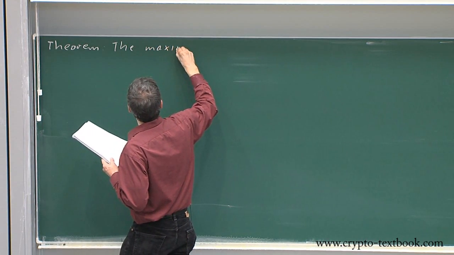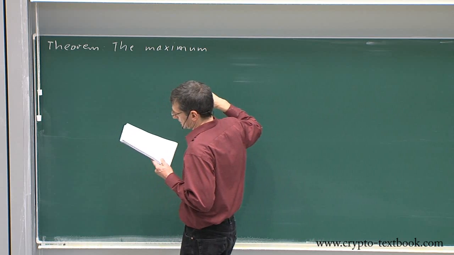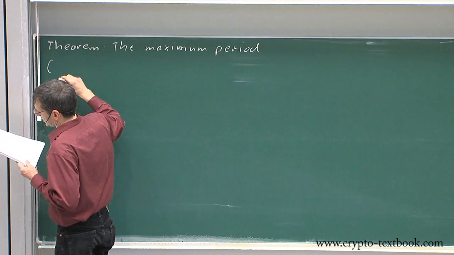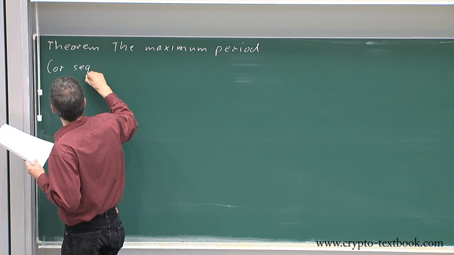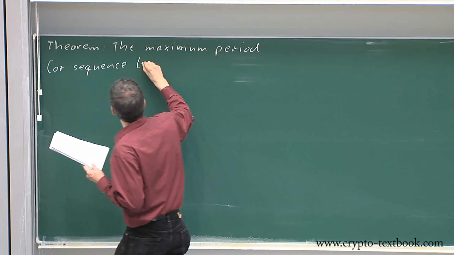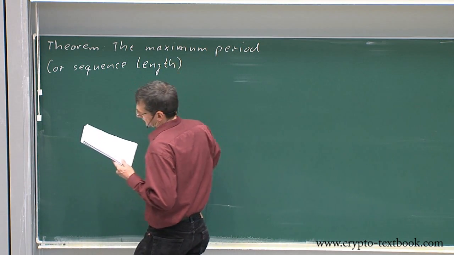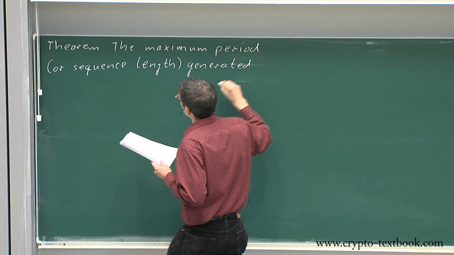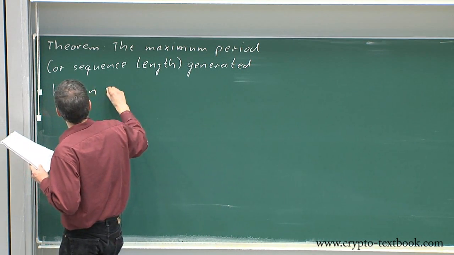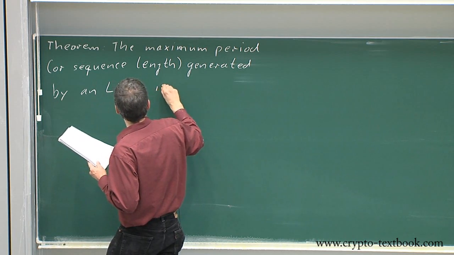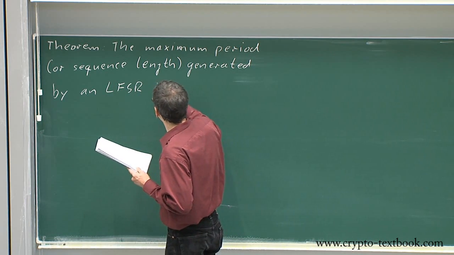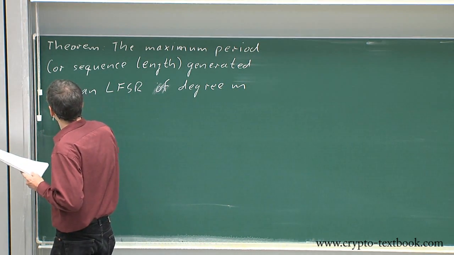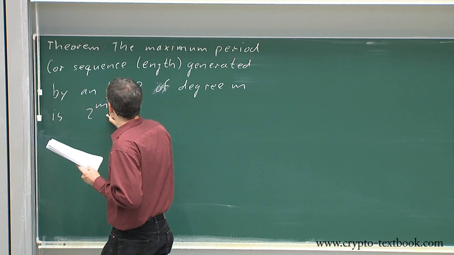the maximum period, and in parentheses, in Klammern, or sequence length, generated by an LFSR of degree m, if you want to be exact, of degree m, is 2 to the m minus 1.